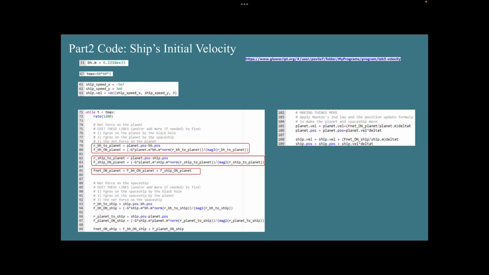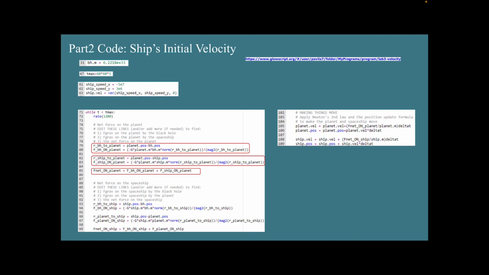In part 2 of the lab, I set the black hole mass to the value I calculated previously. I set the max time to 3 hours to get a better picture of the orbit, and I found the initial speed to be -5 times 10 raised to the 7 meters per second in the x direction, and 3 times 10 raised to the 6 meters per second in the y direction.